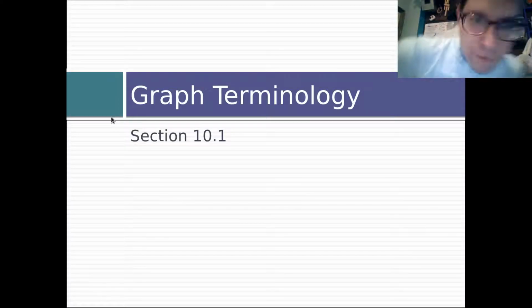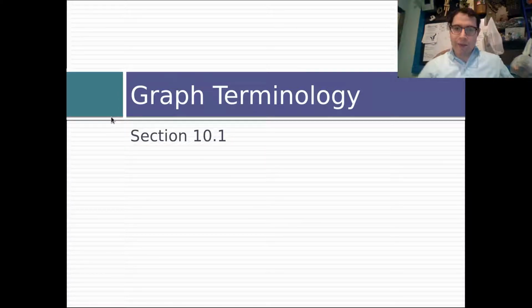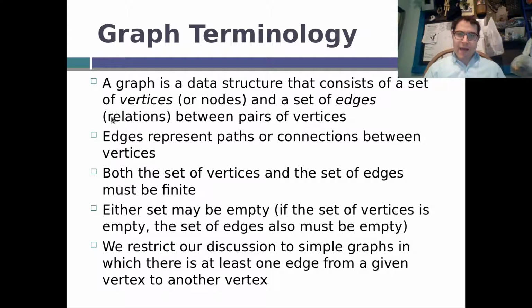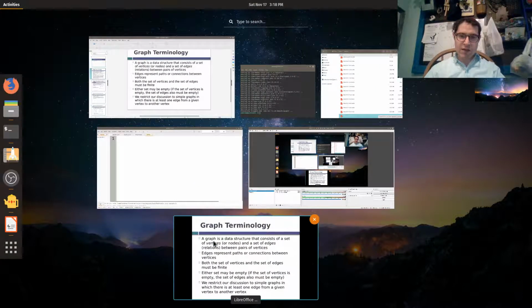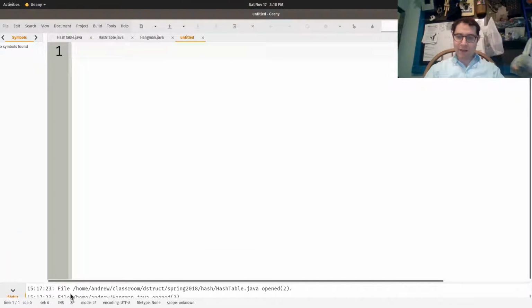So let's start our discussion when it comes to vocabulary. A graph is a data structure that consists of a set of vertices or nodes and a set of edges or relationships between those pairs of vertices. It maps relationships. Mathematically speaking, we've got something that looks like this.